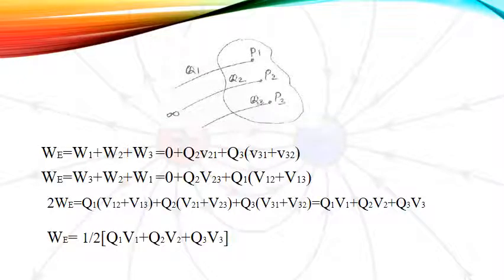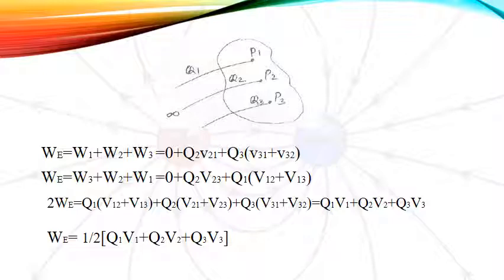To determine the value of energy density, first we need to derive the value of work done to move a point charge from one distance to another distance. Here you are going to consider one diagram, choosing three points P1, P2, P3, and Q1, Q2, Q3 are the charges. They travel from point P1 to infinity, similarly P2 to infinity and P3 to infinity.